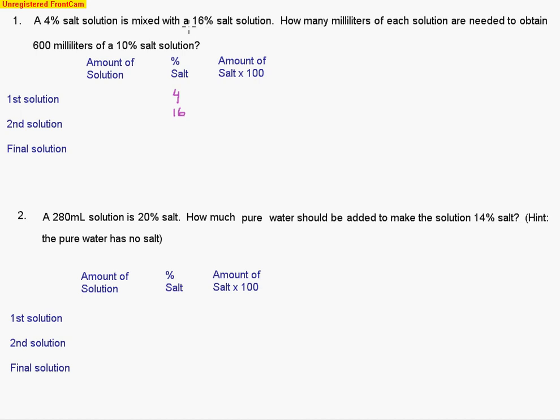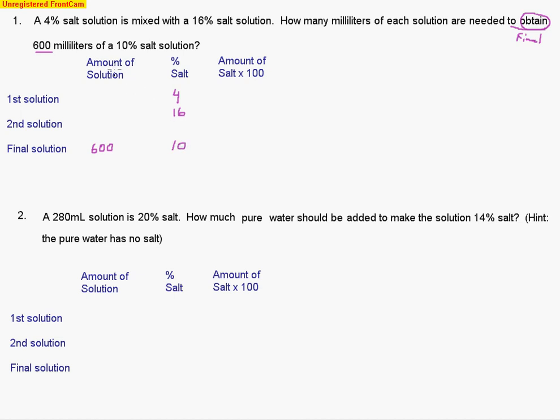Now it asks how many milliliters of each solution are needed to obtain. So that's a key word there, to obtain. To obtain means to make, to get, the final amount. And so that key word, obtain, tells me that we are going to have a final amount here. And that final amount is going to end up being 600 milliliters. So that's what's going to go down here. And it's a 10% solution, so I can put the 10% right here.